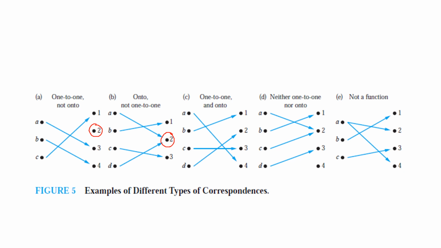Neither one-to-one nor onto, because you have an element in our codomain that has two corresponding elements in our domain, and there is also an element in the codomain that has no corresponding element in the domain. Another here, this is not a function because there exists an element in the domain that has two corresponding elements in the codomain.